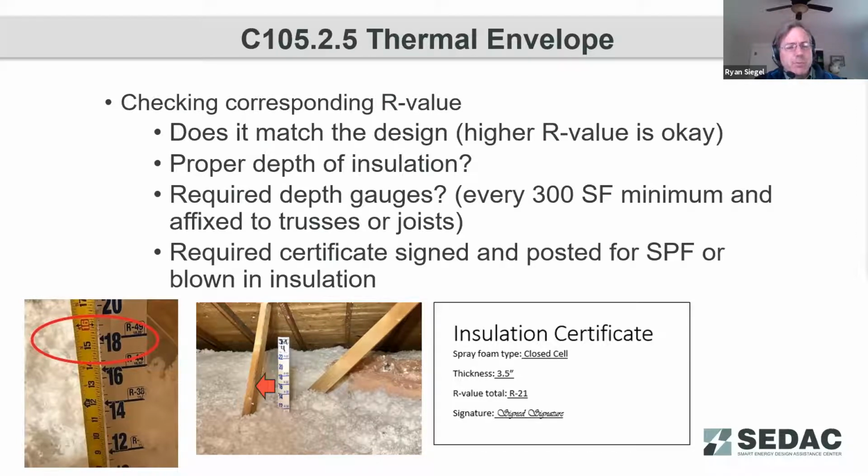facilities, but for blown-in insulation, making sure, do we have the appropriate number of depth gauges? Need one at least every 300 square feet, and we need to make sure that they are affixed to the joists or trusses. If they are not, you can actually get slouch in the depth gauges, as depicted here in the photo on the left, where even though the actual depth is 3 inches less than the depth shown on the gauge.